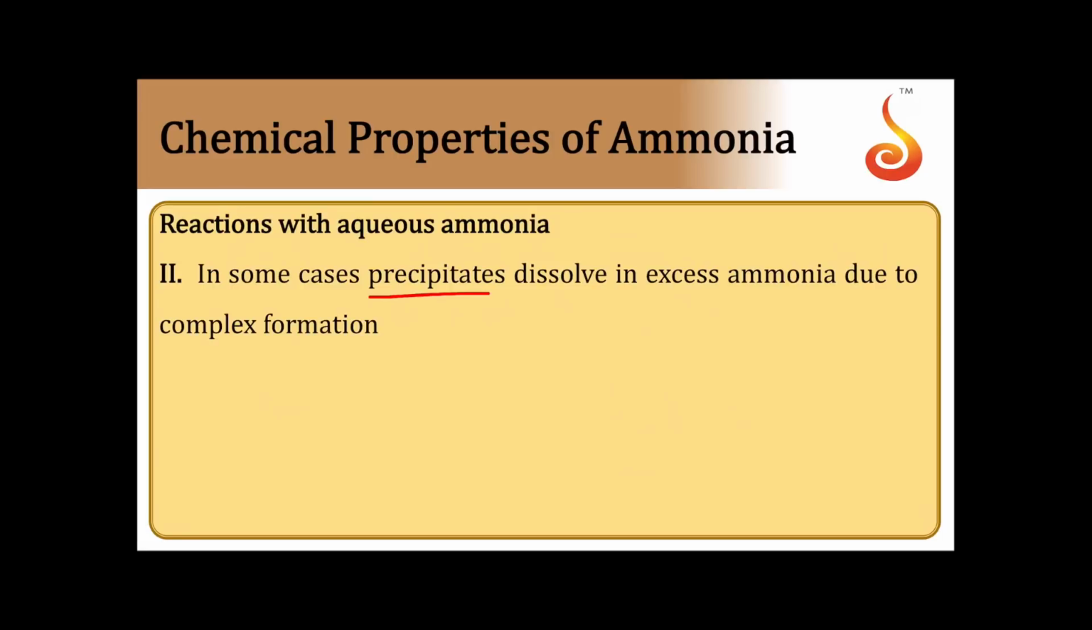Now, in some cases, the precipitates dissolve in excess of ammonia because of complex formation. Let us take, for example, copper sulfate. Copper sulfate plus ammonium hydroxide forms copper hydroxide, plus ammonium sulfate.